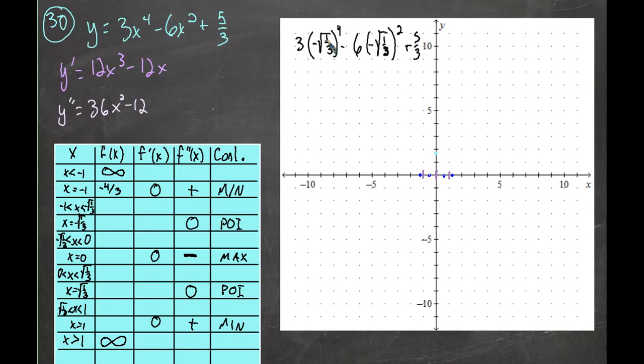So we get 1/3 times the square root of 1/3 times the square root of 1/3 is 1/3, and then we're going to do 1/3 times 1/3. So we're going to get 3 times, it's going to be positive, of course, 1/9 minus 6 times positive 1/3 plus 5/3. So we're going to get 1/3 minus, let's call it 6/3 because we're going to have common denominators here, plus 5/3.